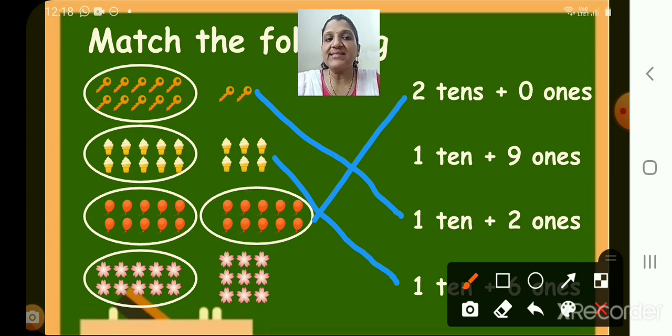Now let us take the last example. Here again we find one group of 10 flowers and 9 loose flowers. So we call it as 1 ten plus 9 ones. And where do we find it? Yes, over here. So thus we can do the practice of tens and ones. You can jot this down in your notebook and do the practice.